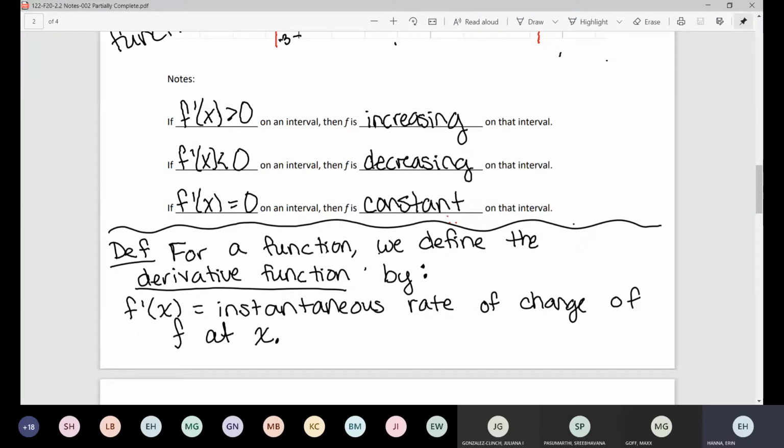If the derivative is positive, the original is increasing. If the derivative is negative, the original is decreasing. And if the derivative is 0, the original is constant.